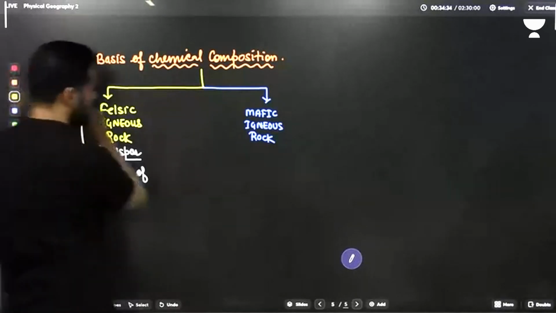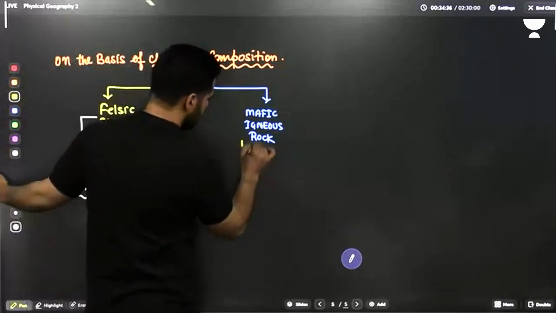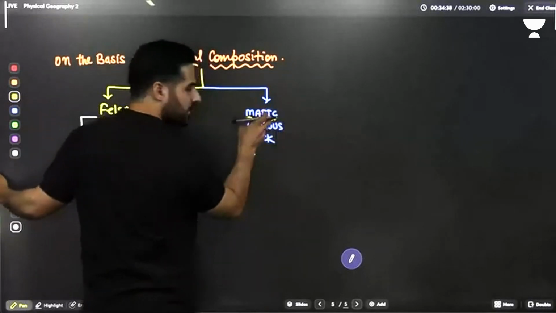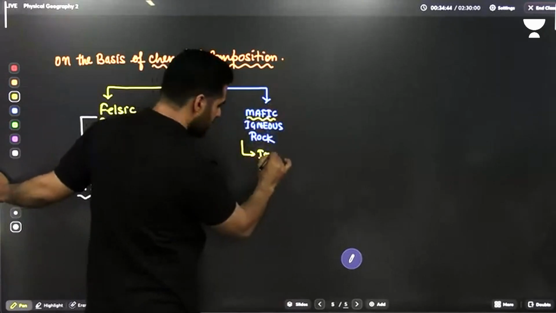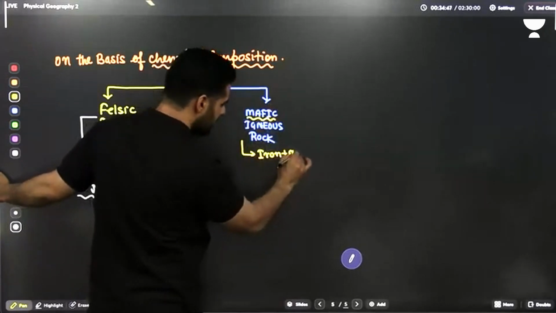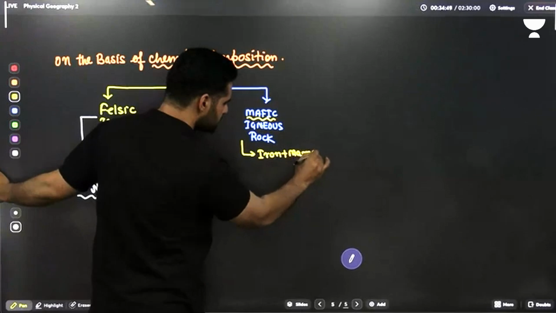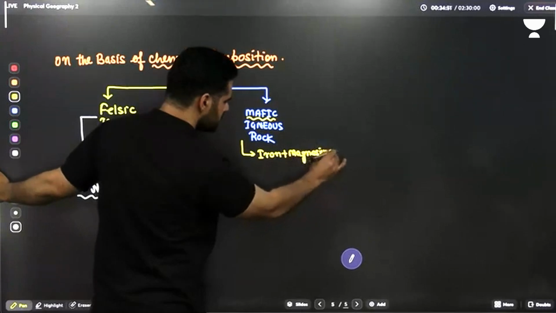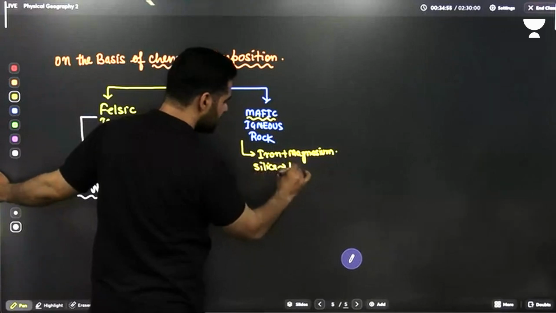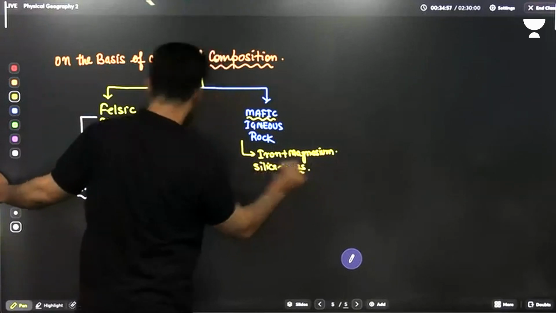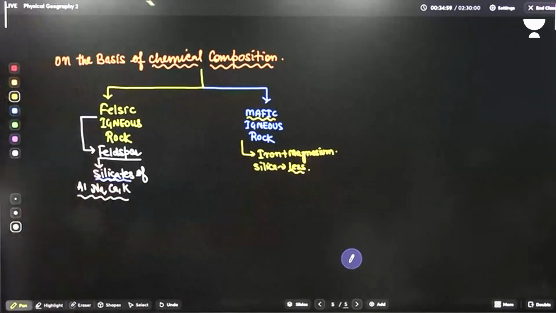When you talk about mafic igneous rock, it is having magnesium and iron. Is it clear? What is it having dominance of? Iron and magnesium. Is it clear? And what is silica relatively? Silica is relatively less. What is it where silica is relatively dominant?